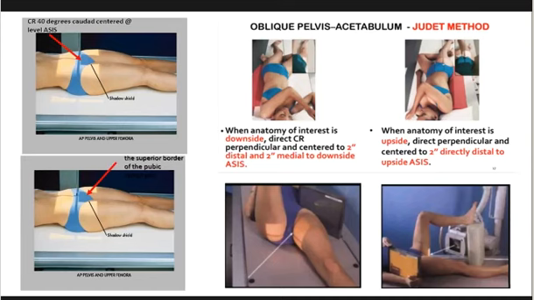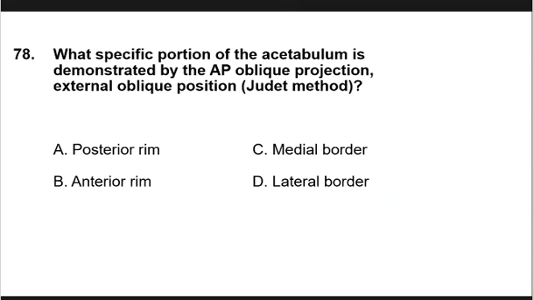Below, that is the image of the Danelius-Miller, where the unaffected side is elevated and the affected side is alongside the table. The cassette in the Danelius-Miller should be placed against the lateral side of the hip joint, as you can see. Next, question number 78.